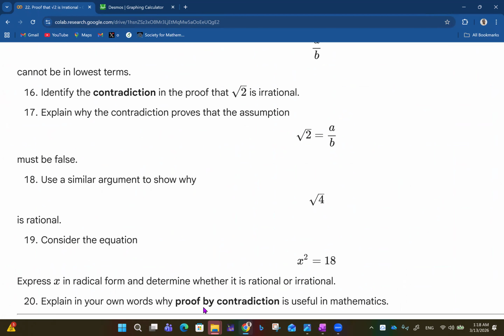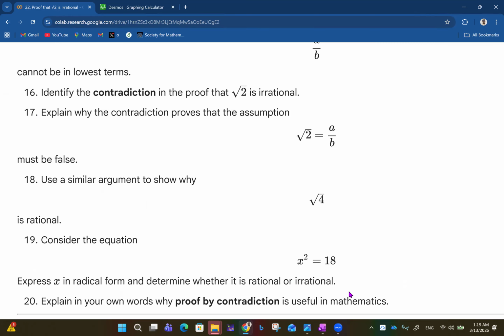Explain in your own words why proof by contradiction is useful in mathematics. Of course, it's useful because you first of all assume the opposite of what you want to prove. And when you establish that it is not true, then it means the original statement is established to be true.